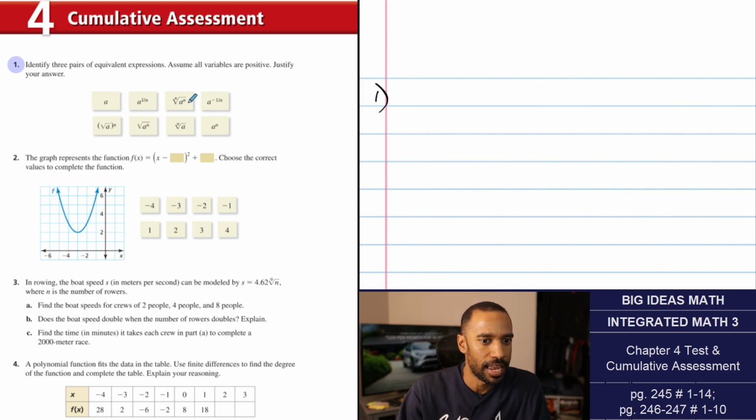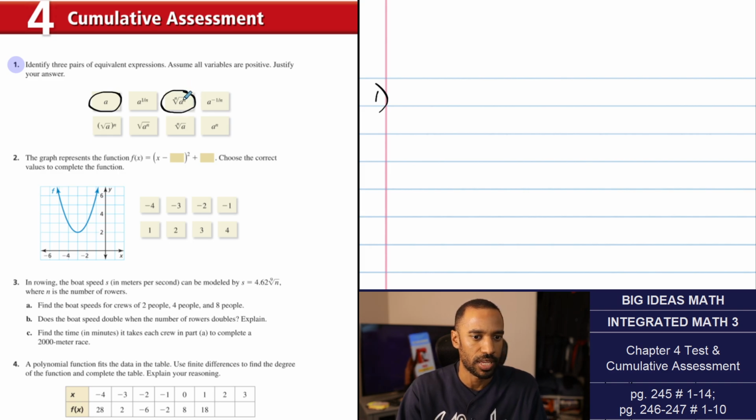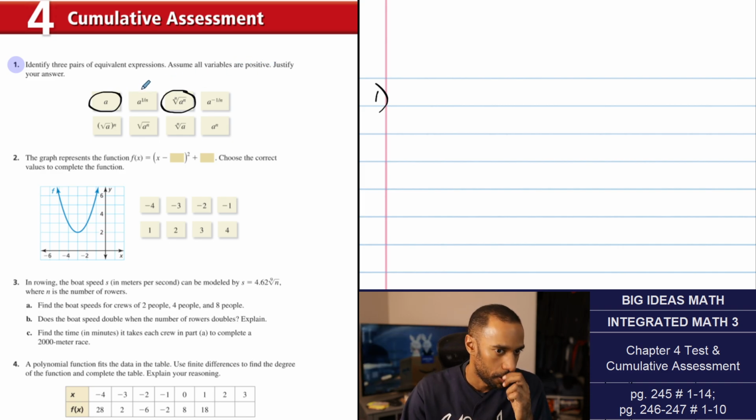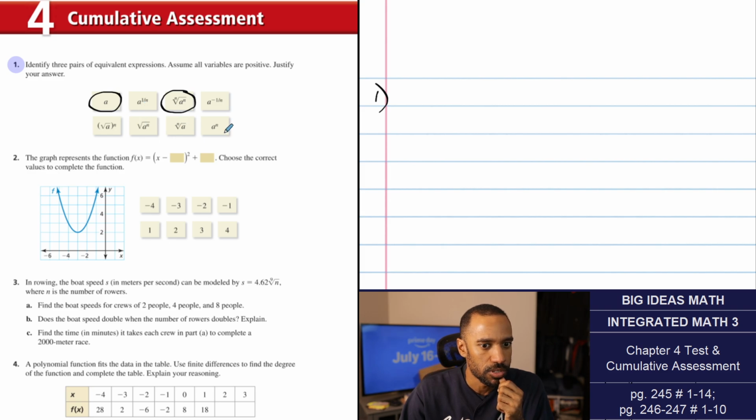Doesn't look like anything. Okay, A, it says assume all variables are positive. So these two will definitely match together. The nth root of a to the n is just a. Those cancel out, and it doesn't matter if these are even or odd roots. All variables are positive, so those are the same. Those are the same there. I don't see anything else that matches with that.